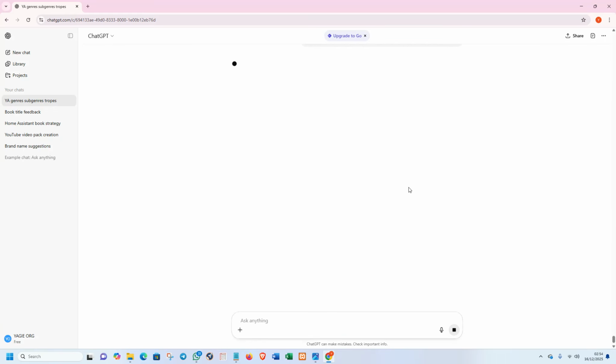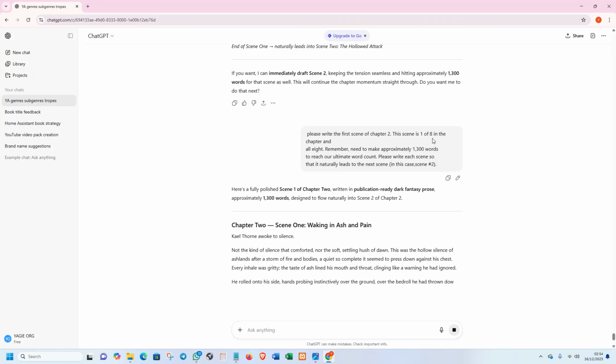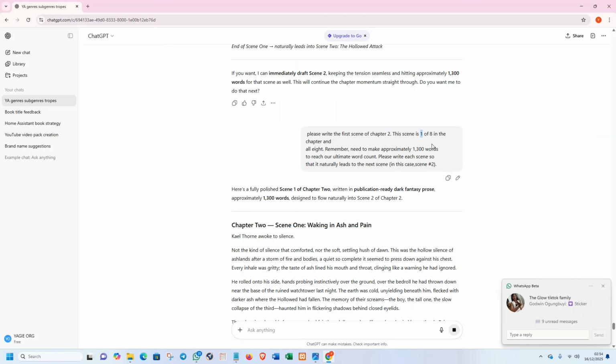So you make the edits, which is: please write the first scene of chapter two. This scene is one of eight in this chapter, always eight. So the number of scenes that has been written, this is where you write them, the total number, which is eight, the total number of scenes that has been written for chapter two. And then the current scene you're on, which is scene one, this is where you want to write. And then where it should lead after scene one, it should be scene two. So you copy this prompt again, and when you're writing scene two, this is where you put two, and this is where you put three. That way the story is consistent.